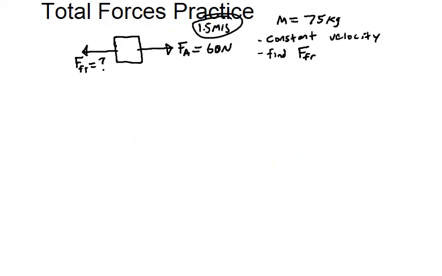All right, so for this one, we have our object, the force applied, 60 newtons to the right, and it's going at a constant velocity, and we want to find out what is the force of friction on this box. So go ahead and set up your forces, do the sum of the forces, and then when you're ready to check, you can hit play to continue. So go ahead and pause.